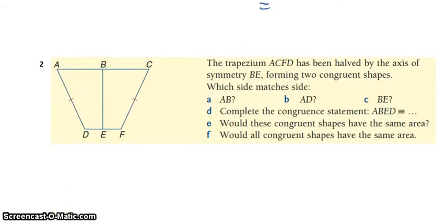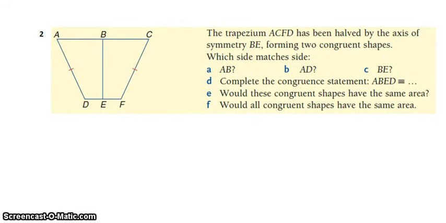Question 2 says the trapezium, this is a trapezium, ACFD, has been halved by the axis of symmetry, forming 2 congruent shapes. So they're telling us they're congruent. Which side matches AB? Which side matches this? Well, I think it's BC that matches that, so I'm going to write that there. You answer the other 2.